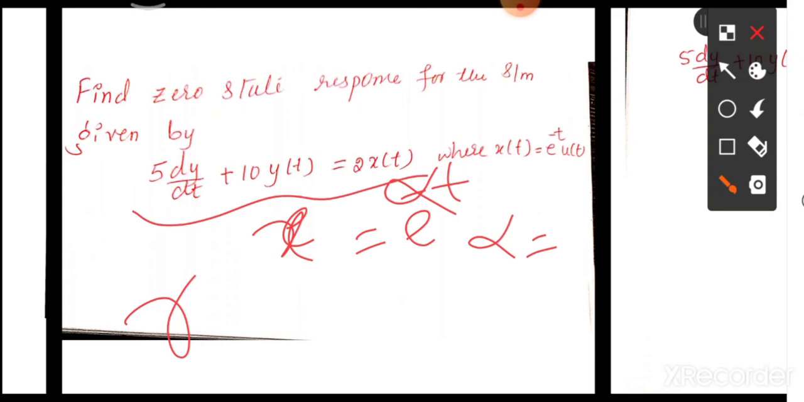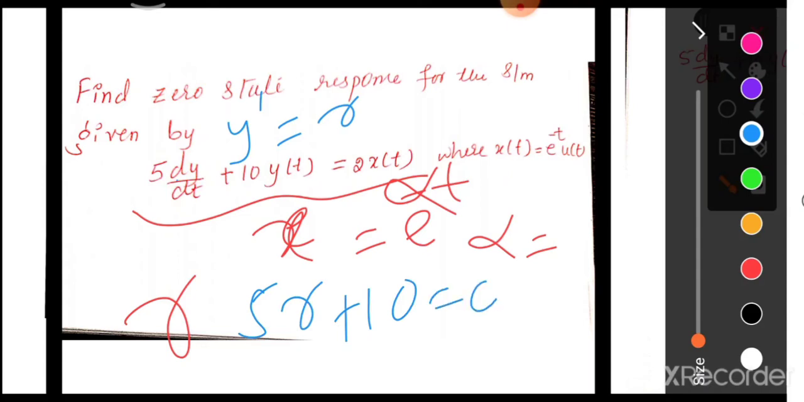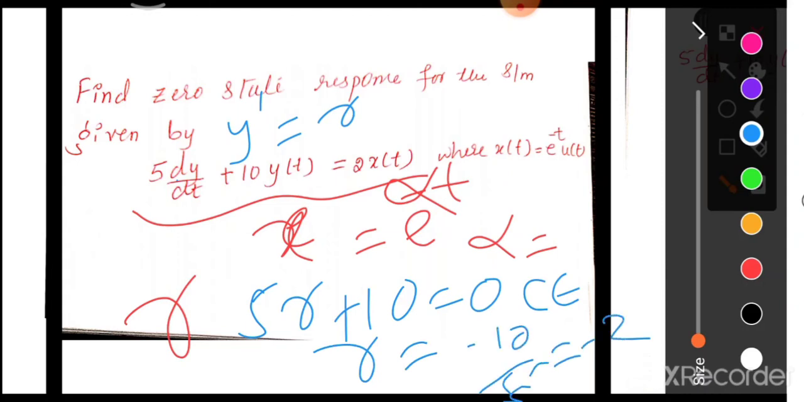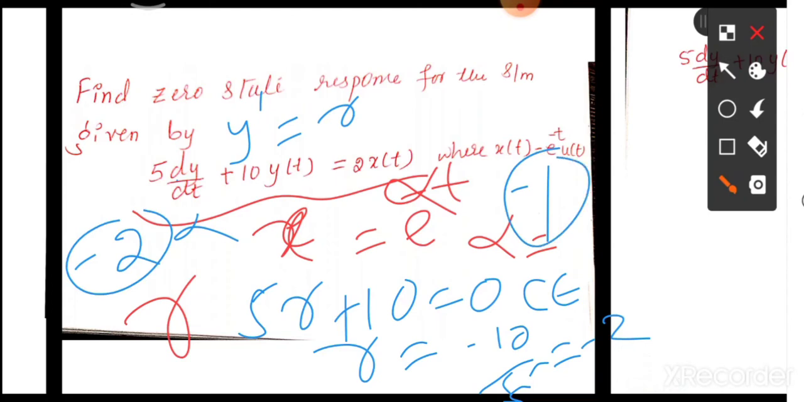We take the characteristic equation, where dy/dt, that is y', is substituted by r, so it will be 5r + 10 = 0. This is your characteristic equation, which we used to do in natural responses. From this, r is minus 10 by 5, which is nothing but minus 2. Once we got this value minus 2, we have to check whether it is the same as alpha. No, alpha is minus 1, so these two are different values.